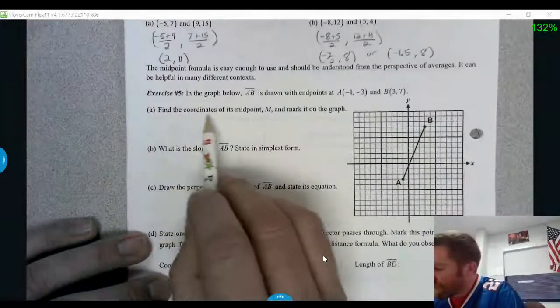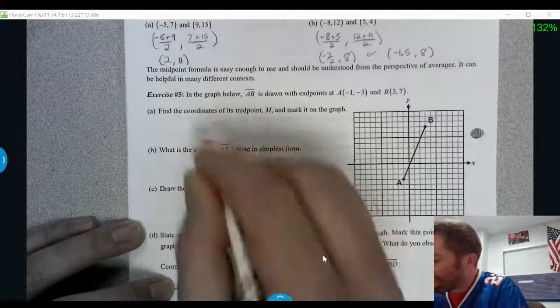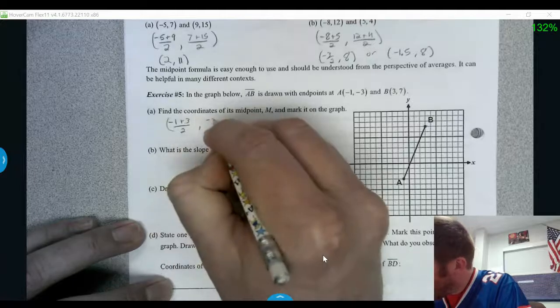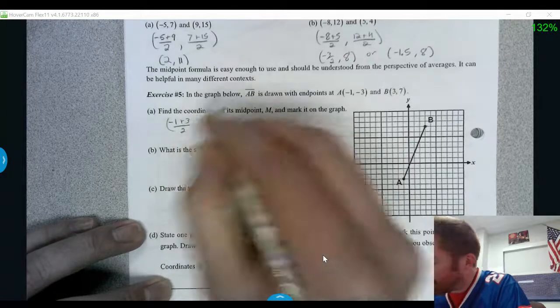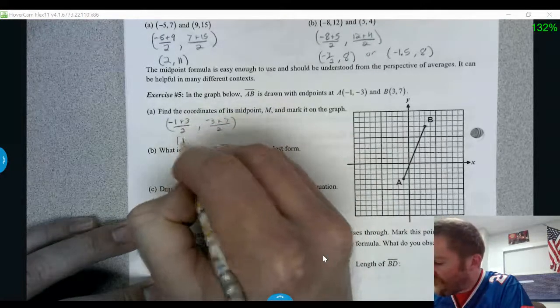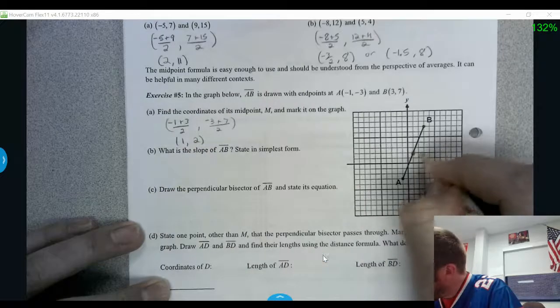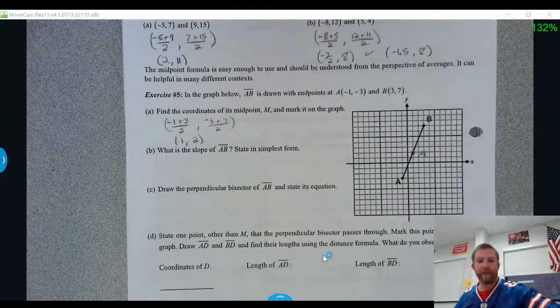So they want us to find the coordinates of M and mark it on the graph. So add the x's together, add the y's together. 2 over 2 would be 1, 4 over 2 would be 2. So if I go to 1, 2, that should be my midpoint right there.